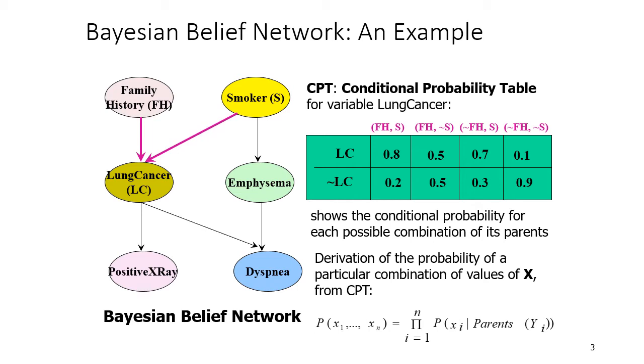Now the conditional probability table represents the conditional probability for each possible combination of its parents. The derivation of probability of a particular combination of values of a particular tuple from the CPT follows this: the probability of x1 to xn, that is, the tuple, is equal to the product from i equal to 1 to n of the probability of xi given the parents of Xi. All these multiplied together give us the probability of the particular tuple.